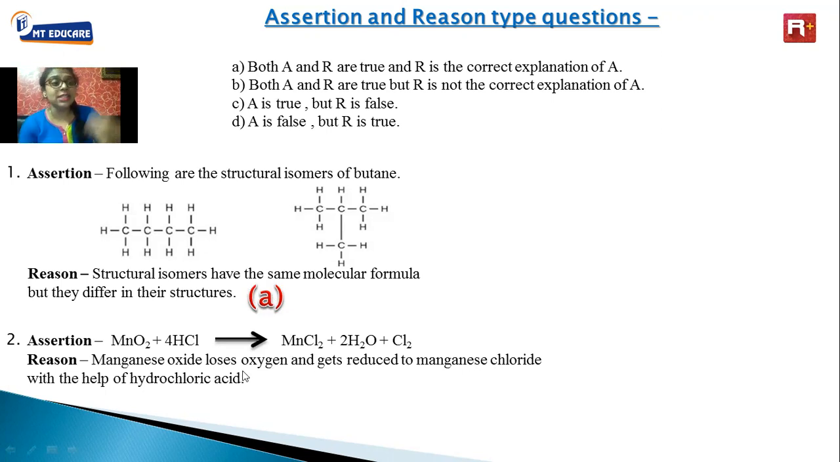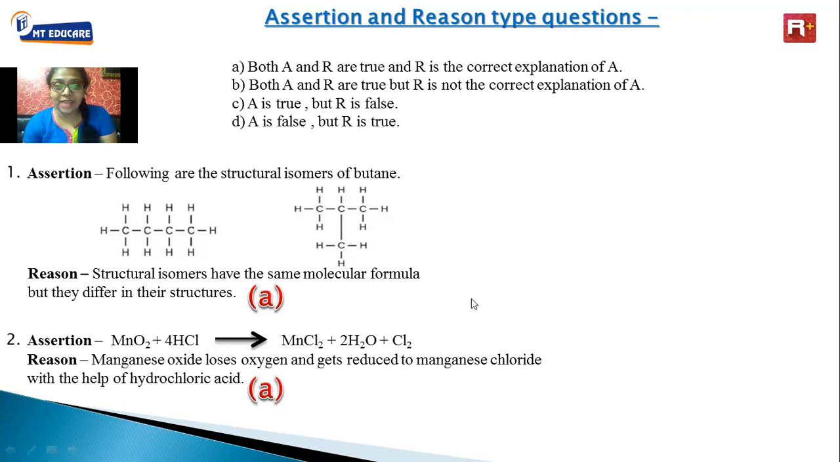Losing oxygen is reduction, exactly correct, and gets reduced to manganese chloride. Yes, see, manganese oxide is losing oxygen and getting converted to manganese chloride. With the help of whom? With the help of HCl, that is hydrogen chloride. So here, what will be the correct answer? Yes, the correct answer over here will be again A, that is both A and R are true, and R is the correct explanation for A.